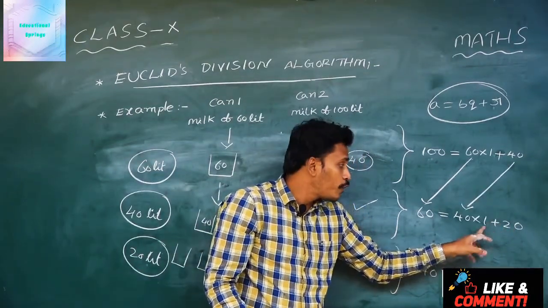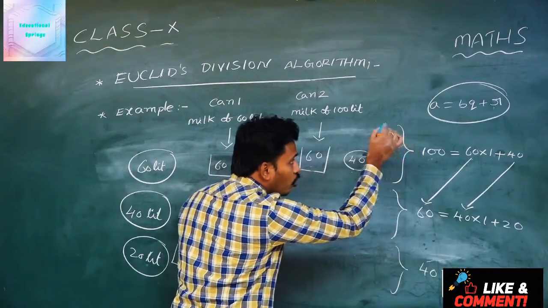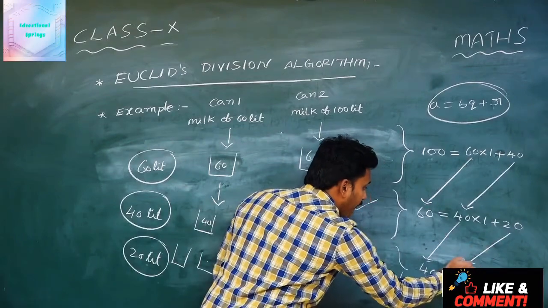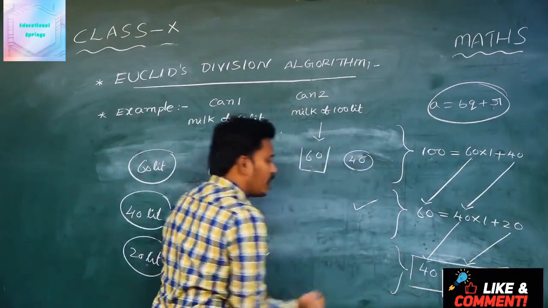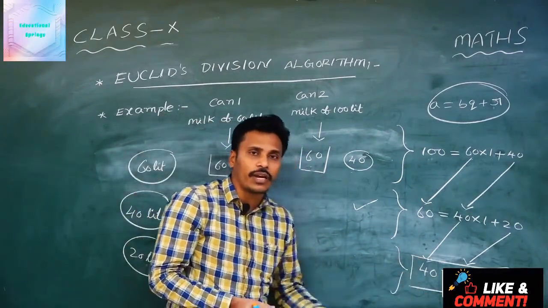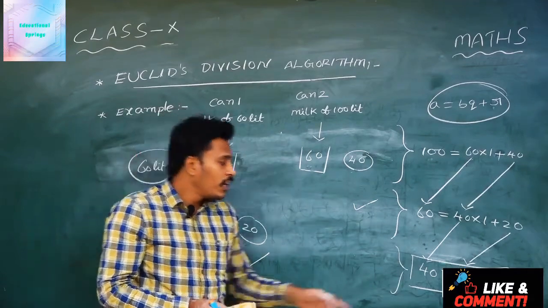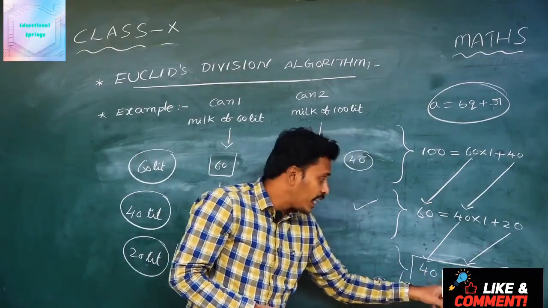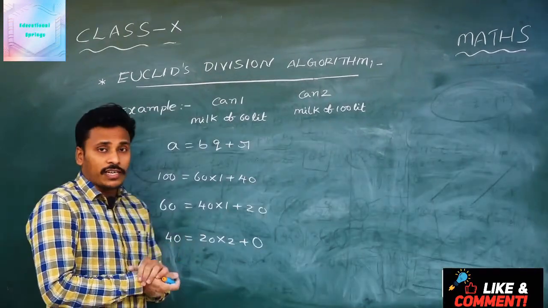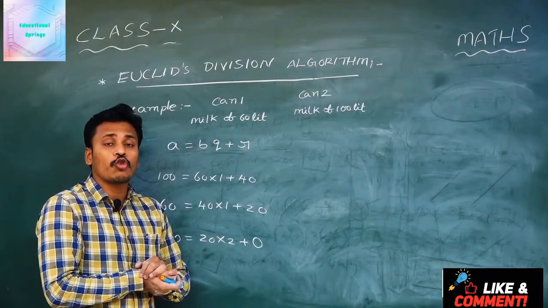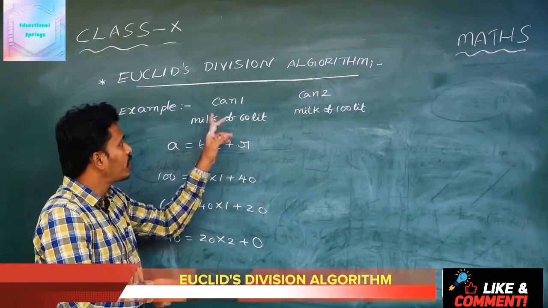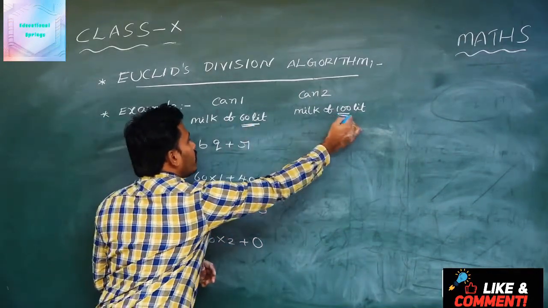Now if you apply the same Euclid's division lemma representation for this 40 as A and this 20 as B, at the end you have this representation that 40 = 20 × 2 + 0. And at the end we know that this 20 is our required answer, and you conclude that if the remainder is 0, then the divisor value is the HCF of the given two numbers. So as we discussed, finding the maximum capacity of the measuring jar is nothing but finding the HCF, and we found that the HCF of the two numbers 60 and 100 is 20.